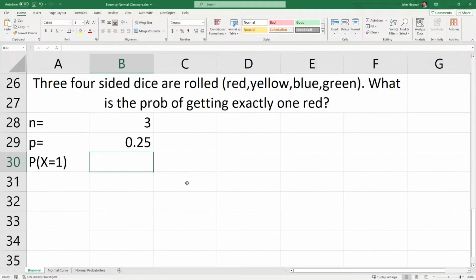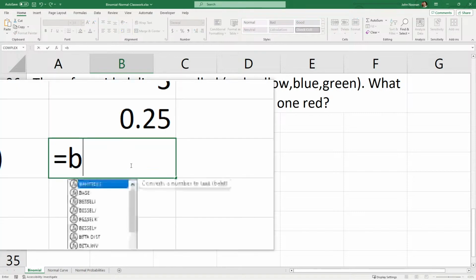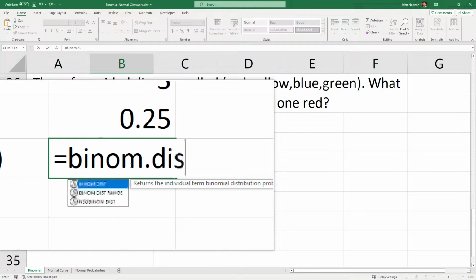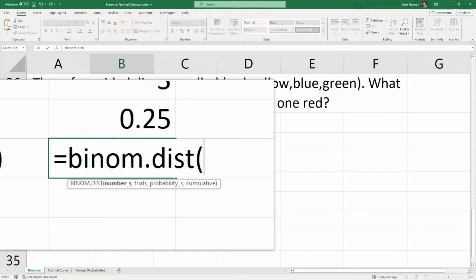Sorry. Now it's higher. Okay. So we do equals binom dot dist. Notice that when you type binom dist, you have 3 options that pop up here. Oh, negative binom dist. Don't do that. We don't want to be negative in here. So just do binom dist and leave it at that. So if you don't have a range, you just do binom dist.